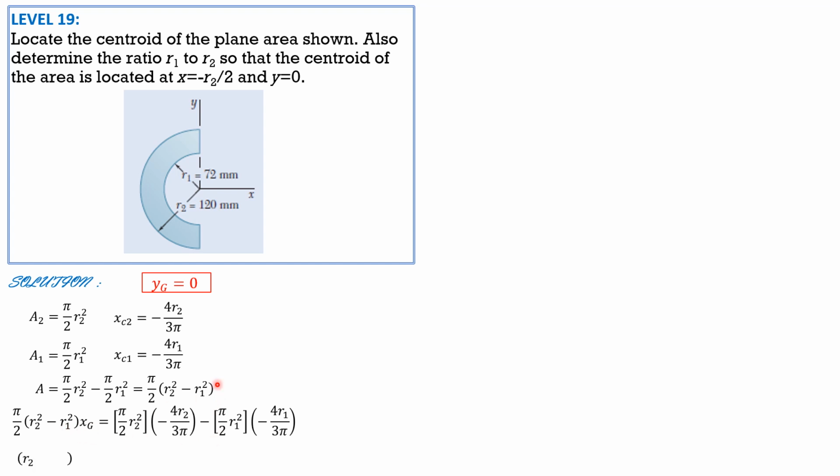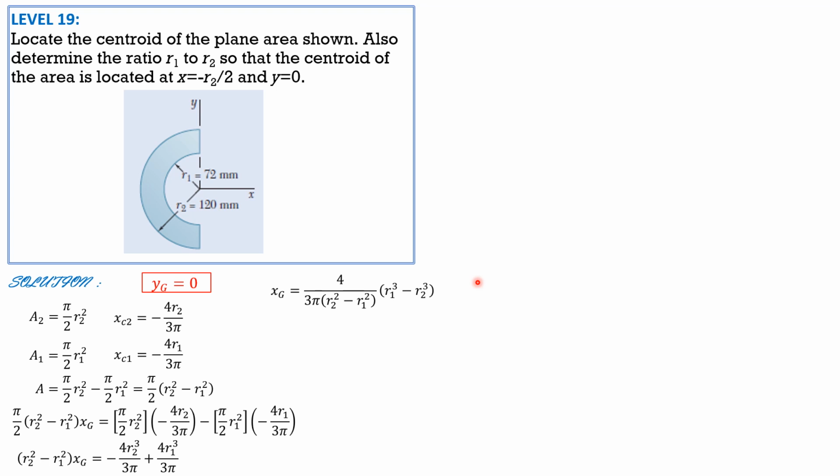So we have quantity R2 square minus R1 square x sub g equals negative 4 R2 cube over 3 pi, then negative plus 4 R1 cube over 3 pi. So negative, negative, so positive 4 R1 cube over 3 pi. So on the right side, we factor out 4 over 3 pi, so that xg is 4 over 3 pi quantity R2 square minus R1 square, then times R1 cube, which is positive here, minus R2 cube.